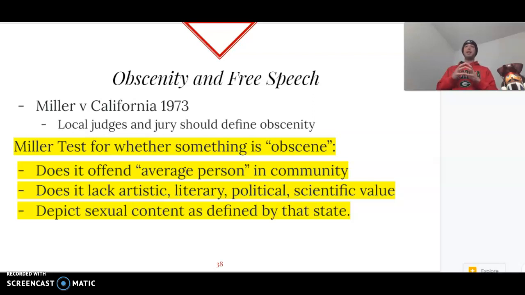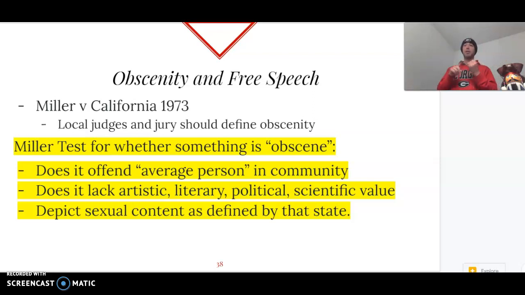Miller test. You need to know this, okay? The Miller test, all right? The Miller test is very simply trying to help the courts define what is obscene, so we're not doing the whole "I know it when I see it" thing. Dumb. Okay, Miller test. This is three things. Does it offend an average person in the community? Does it lack artistic, literary, political, or scientific value? And does it depict sexual content as defined by that state? Which means that what one state sees as obscene, another state could say is not obscene, all right? This is why that 10th Amendment really comes in handy here, being able to say, hey, what one state thinks doesn't necessarily mean what the other state thinks, okay?